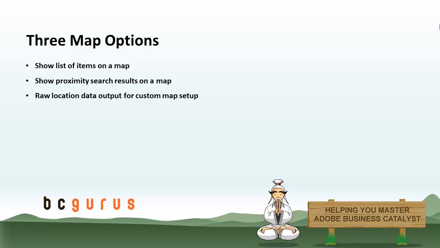Now, when it comes to proximity search, you can choose to display the options or the search results on a map, or just display a list of those search results. You can do either or both.